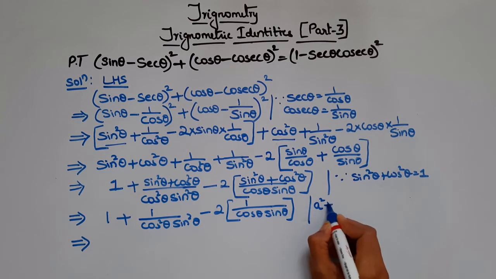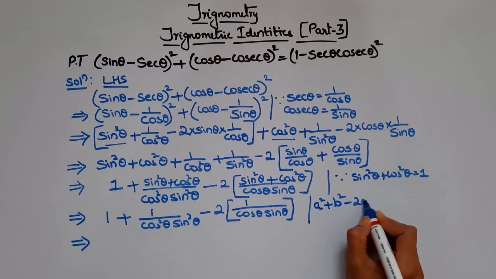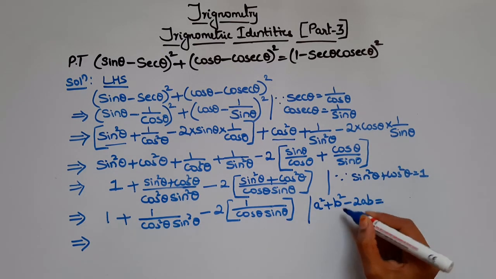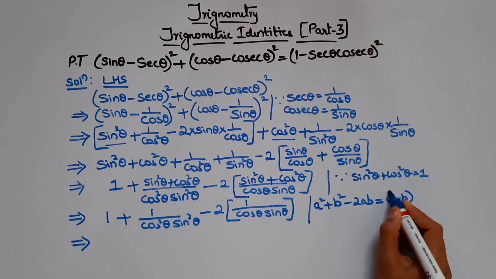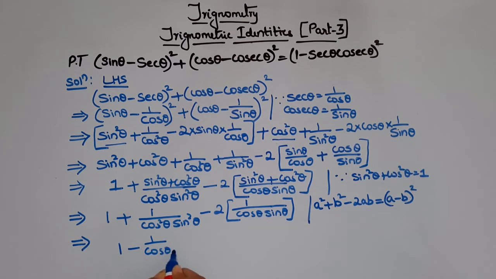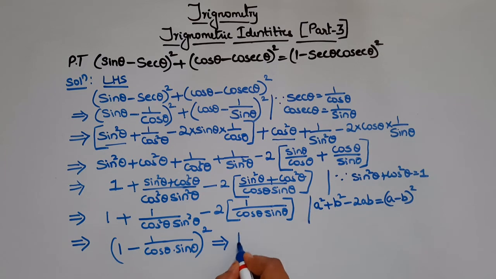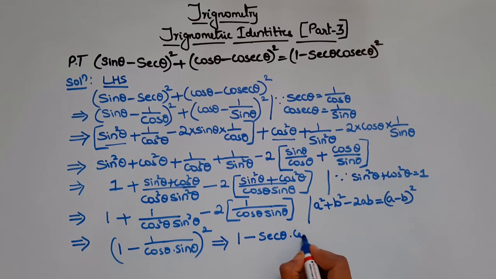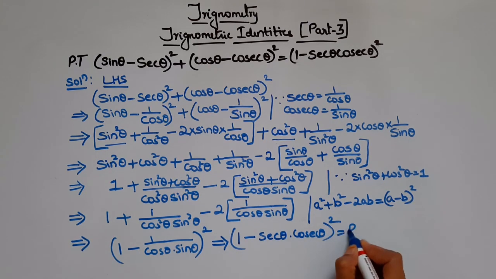So A square plus B square minus 2AB is equal to, you can write this whole term as (A minus B) the whole square, right? So A here is 1 minus B here is 1 by cos theta into sin theta, the whole square. So let me do here, this implies 1 minus, we know 1 by cos is nothing but secant theta into 1 by sin theta is nothing but cosecant theta, the whole square, which is nothing but your RHS.